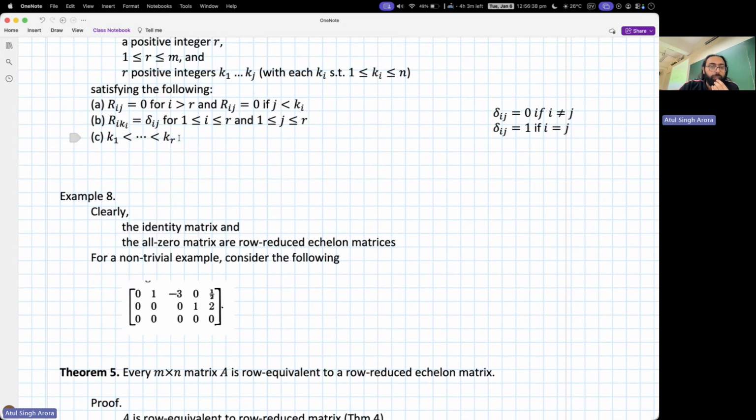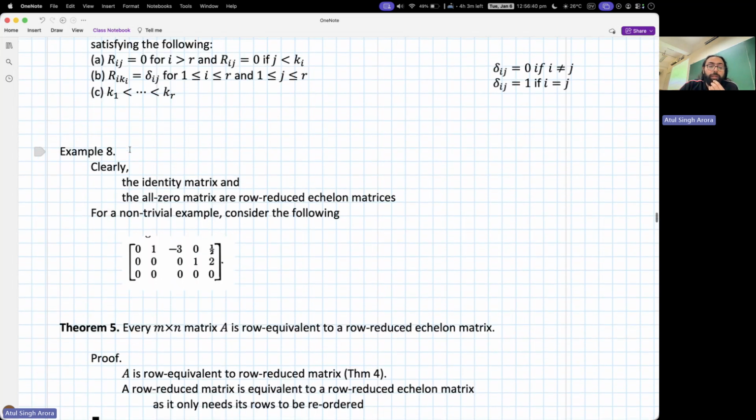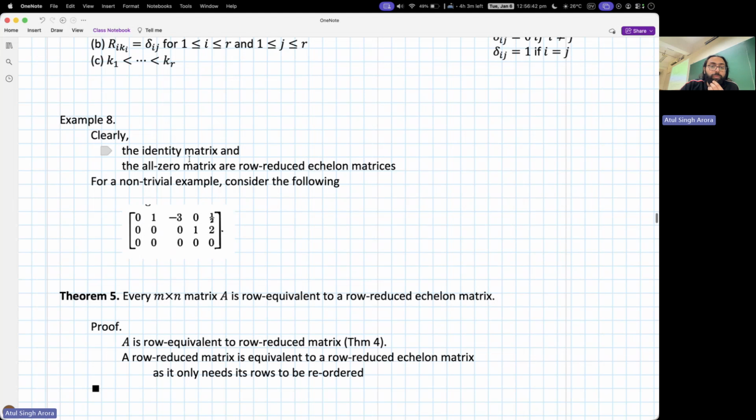Okay. So example 8 is saying that the identity matrix and the all zero matrix are row reduced echelon matrices. This is fine, right? This is essentially by definition. We're not doing anything complicated.